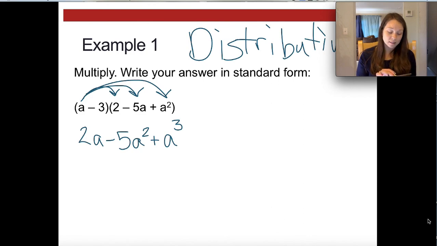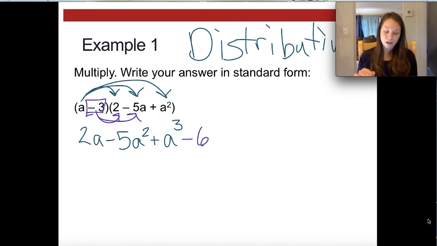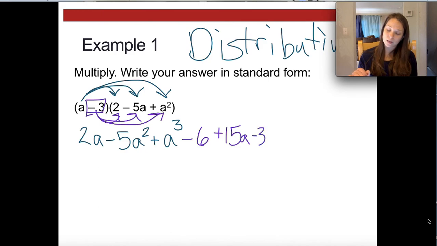Then I'm going to take this second number and I'm going to keep the sign that's in front of that number. So I know it technically says minus 3, but when I'm multiplying it in or distributing it in, I'm going to look at it as a negative 3. So negative 3 times 2 is negative 6. Negative 3 times negative 5a is a positive 15a. And negative 3 times a squared is negative 3a squared.